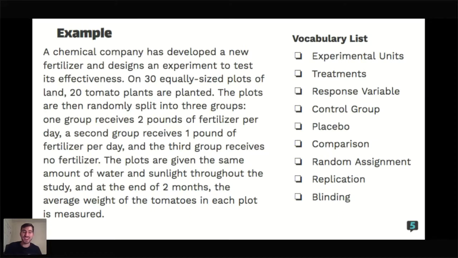So try to identify all the different vocab terms on the side within this situation. Help see if you got it. And we are back.